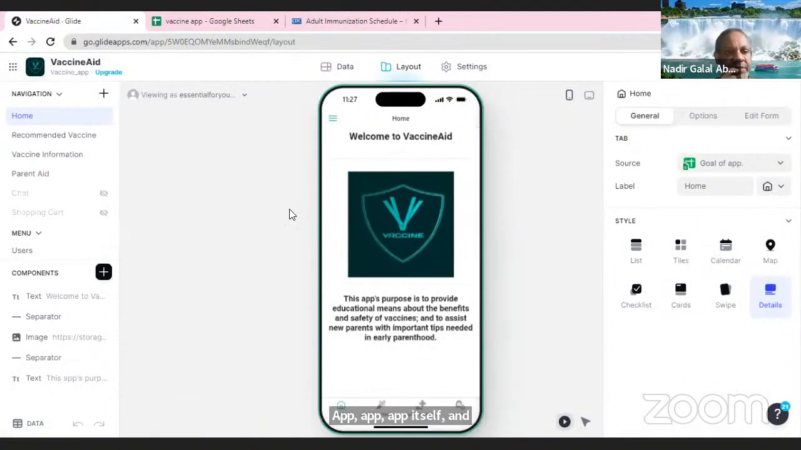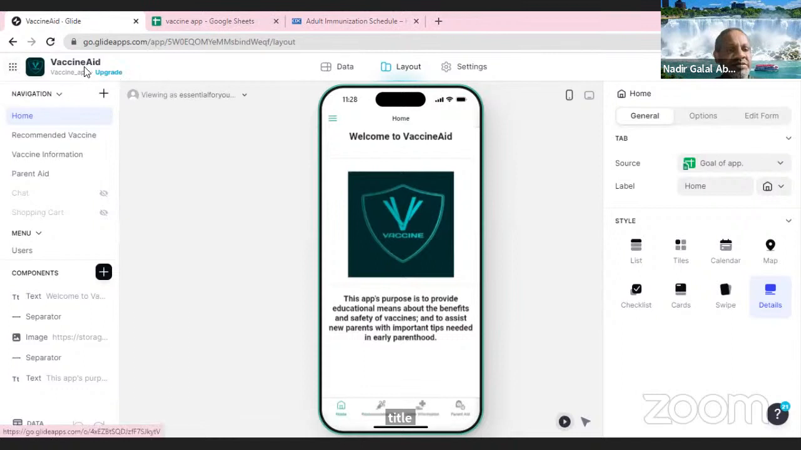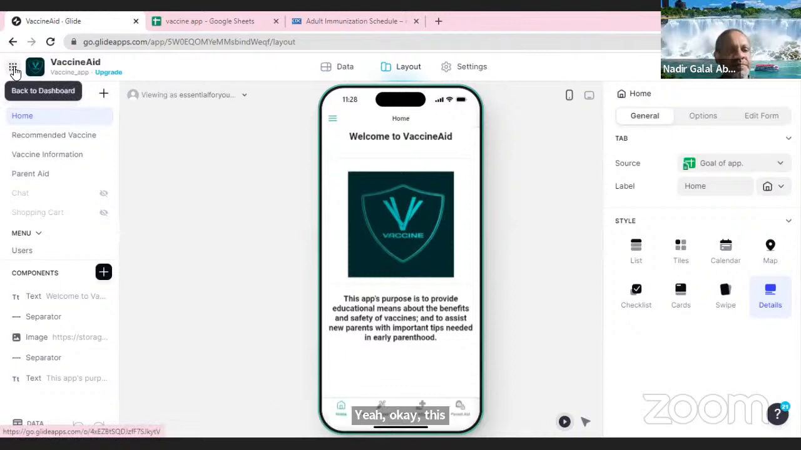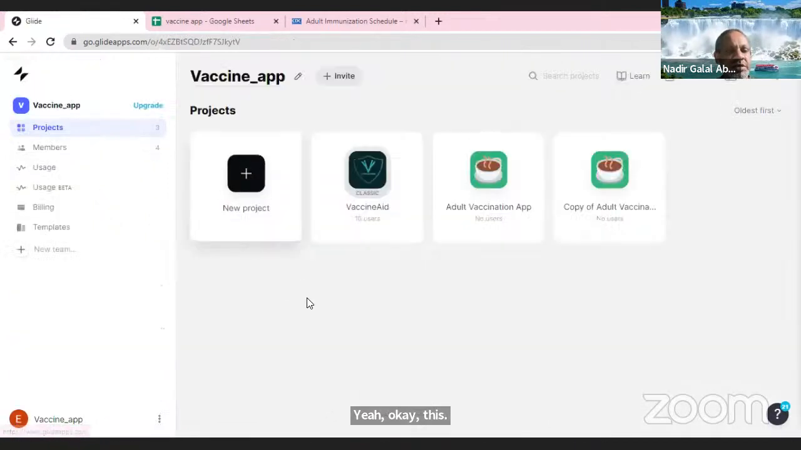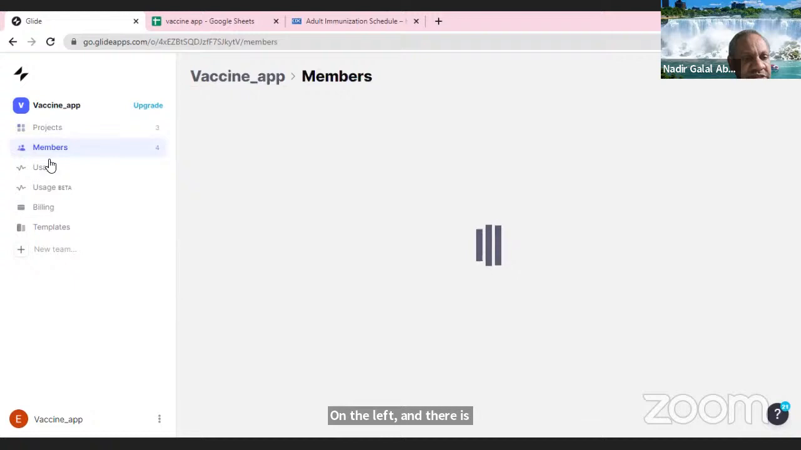Go to the corner on the top left, not the app, but the window. There are dots on the top left beside the app title. The icon beside it on the left side there. Yeah, hit this. It will take you to all. Yeah, hit it. So on the left, there is project, members, and usage. Click on the usage.